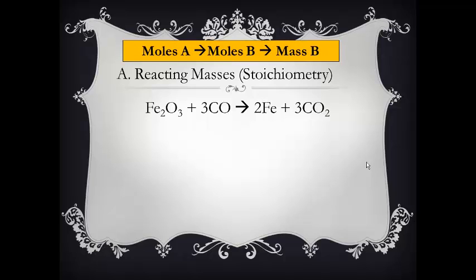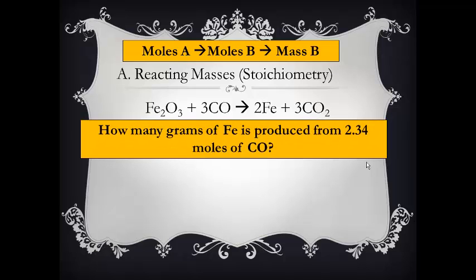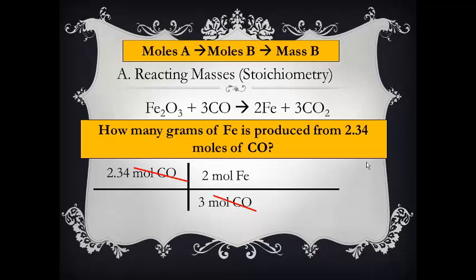Alright, moles to mass. So we start with the same problem, but ask for the grams of Fe. You start the same way we did. You have 2.34 moles of carbon monoxide. Use the coefficients to get to iron. Now we want the mass, because the mass means a lot more to me than moles. I can't measure moles out on the scale. I can measure mass out.